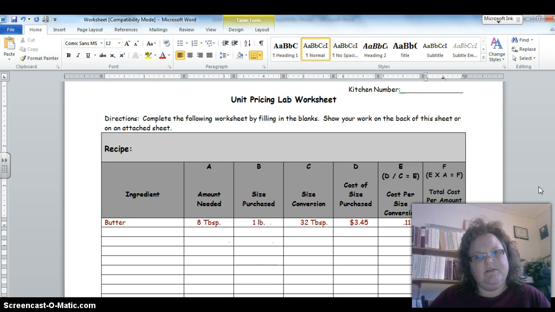Today I'm going to talk to you a little bit about how to complete this sheet when it comes to the unit pricing lab that we're going to be doing in class. As you can see, this worksheet is meant to help you figure out the cost of a recipe when you're making it.